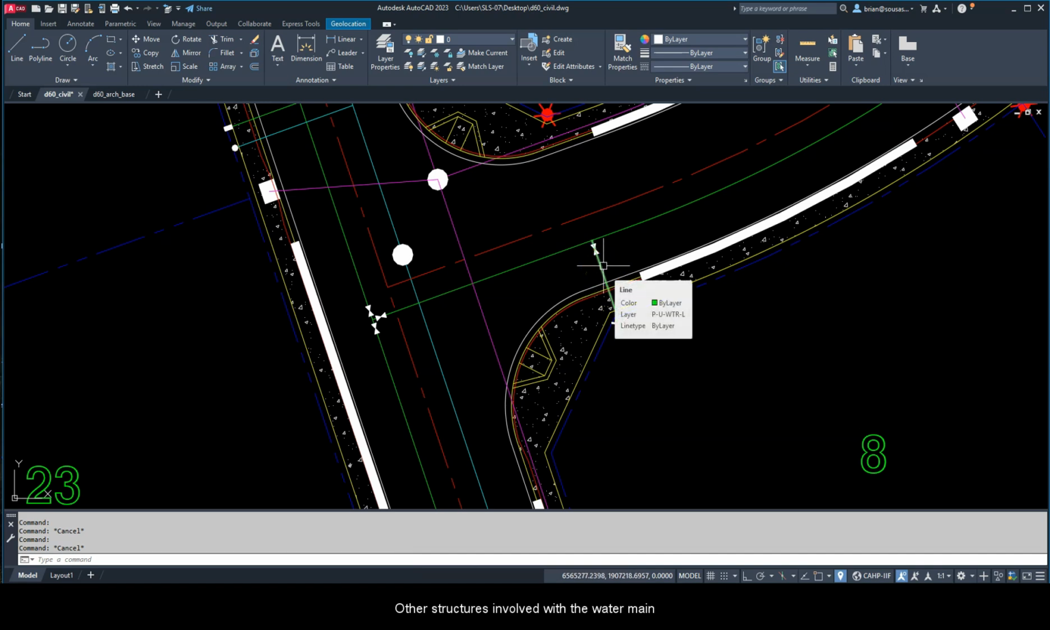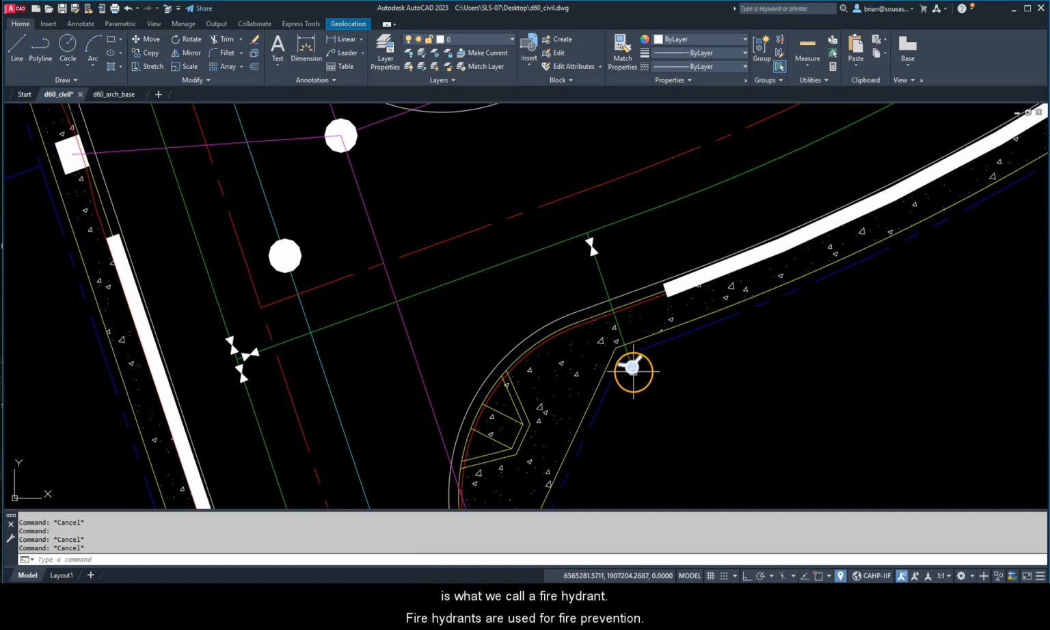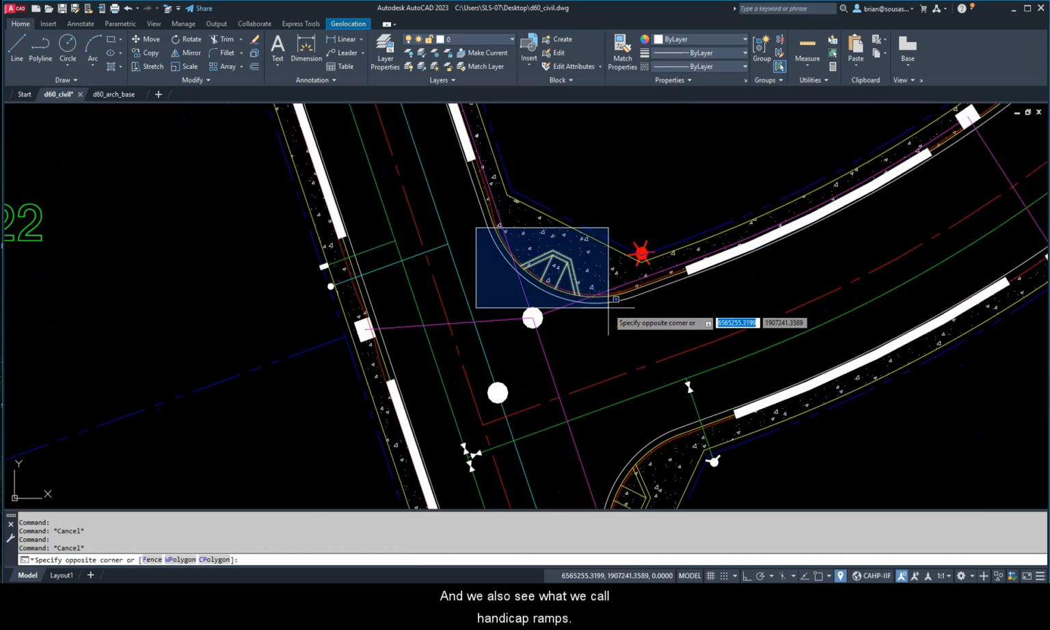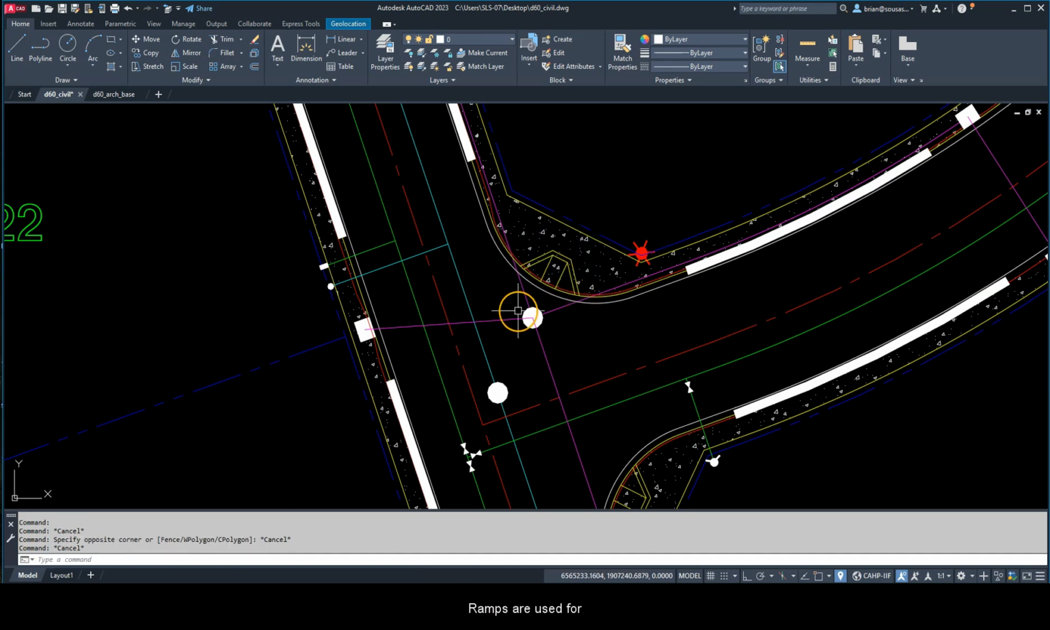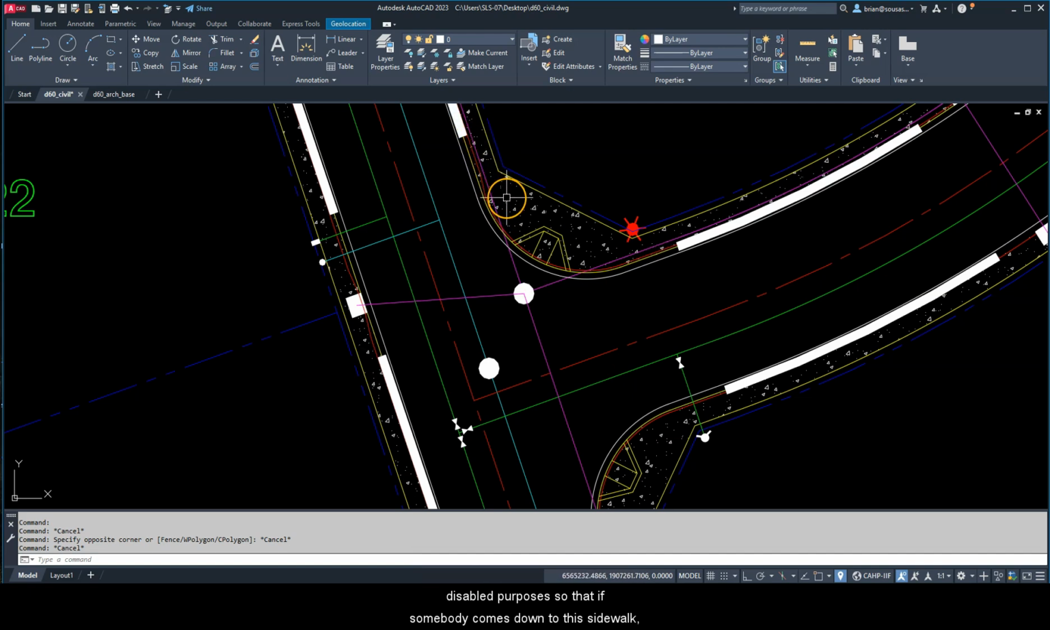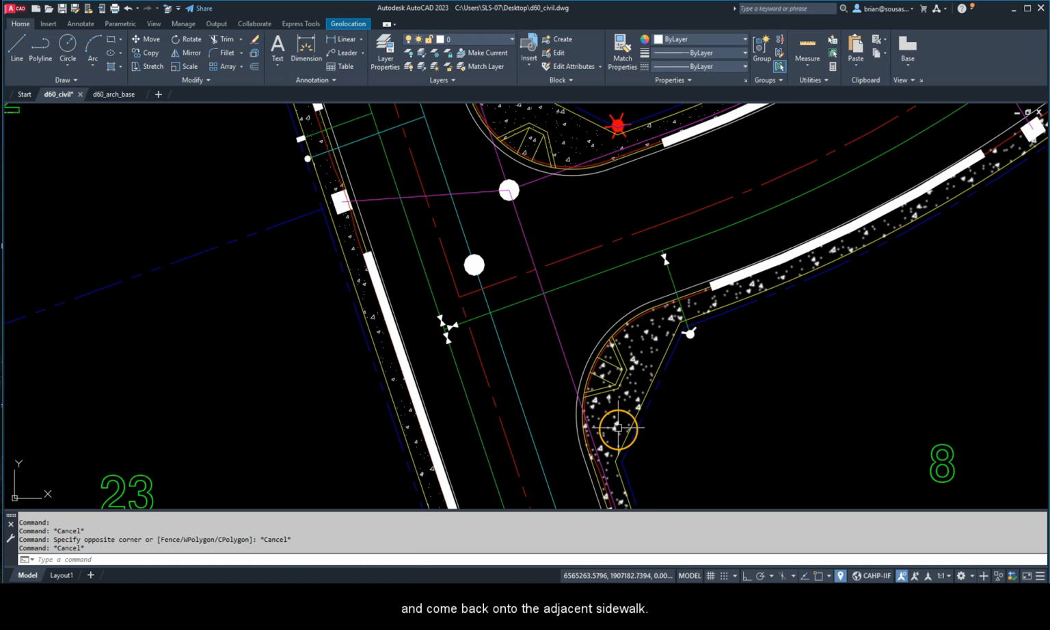Other structures involved with the water main is what we call a fire hydrant. Fire hydrants are used for fire prevention. Alright, so additional lines, we see a center line. That's the center line of the roadway. And we also see what we call handicap ramps. Ramps are used for disabled purposes so that if somebody comes down this sidewalk, they can then approach the street, cross the street, and come back onto the adjacent sidewalk.